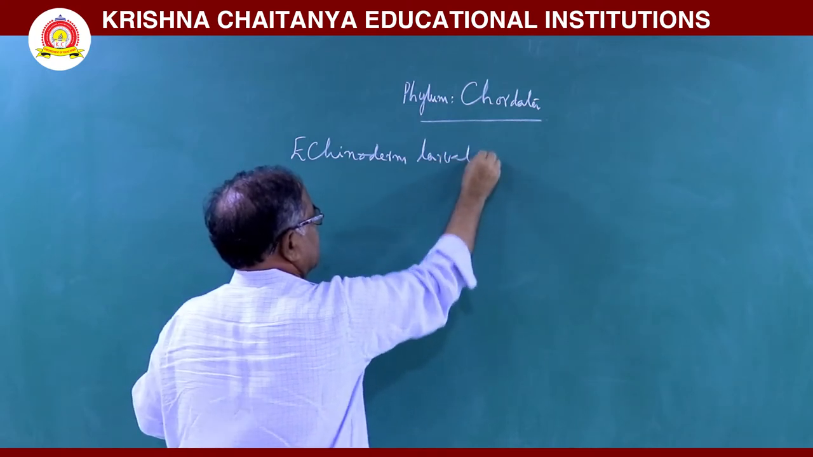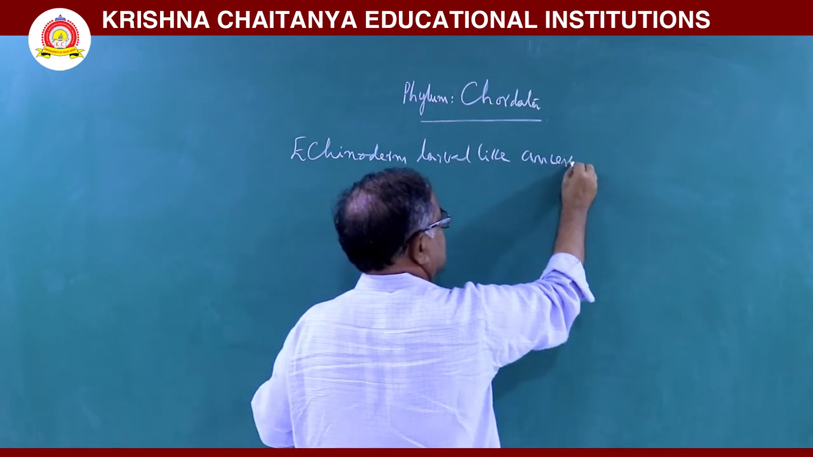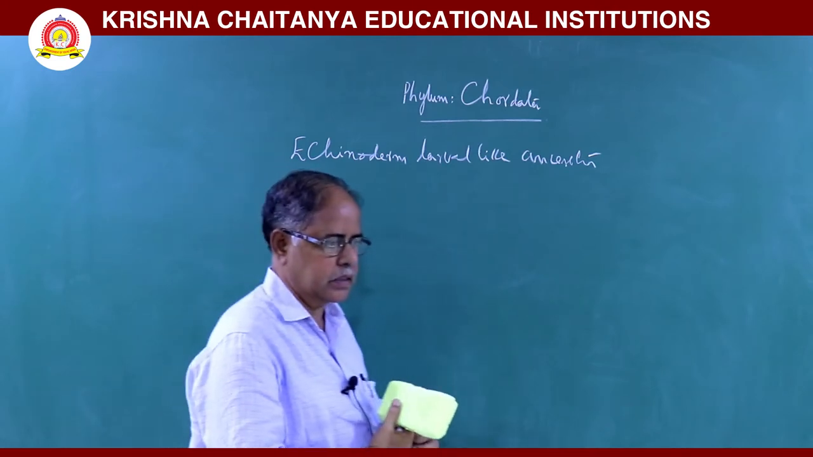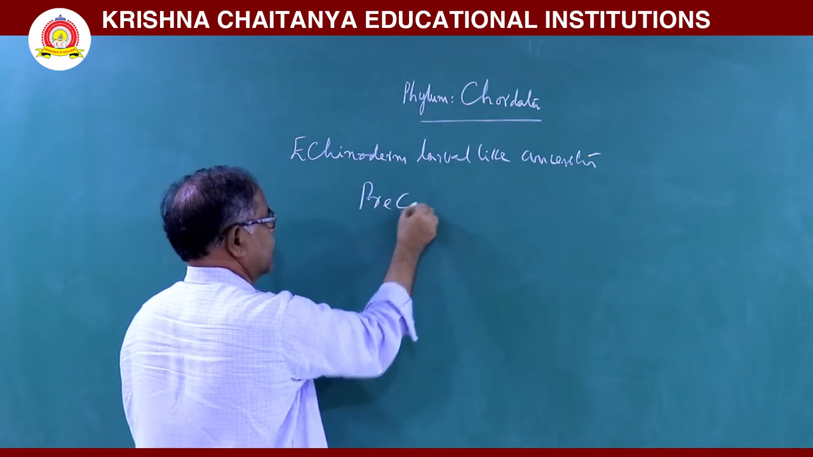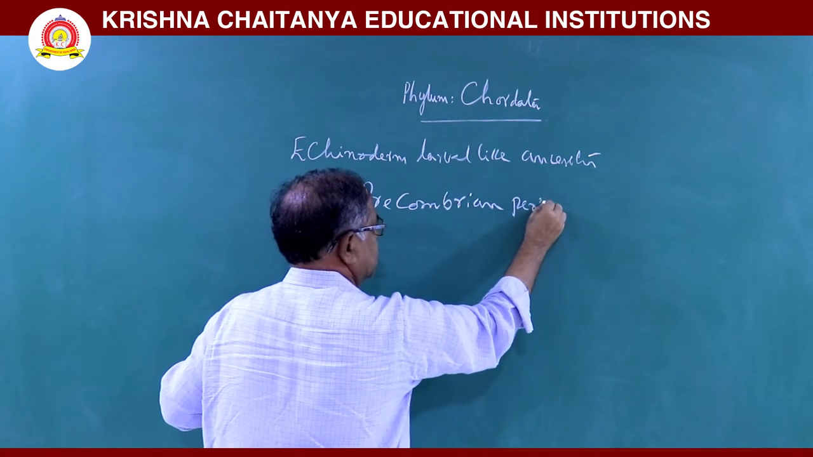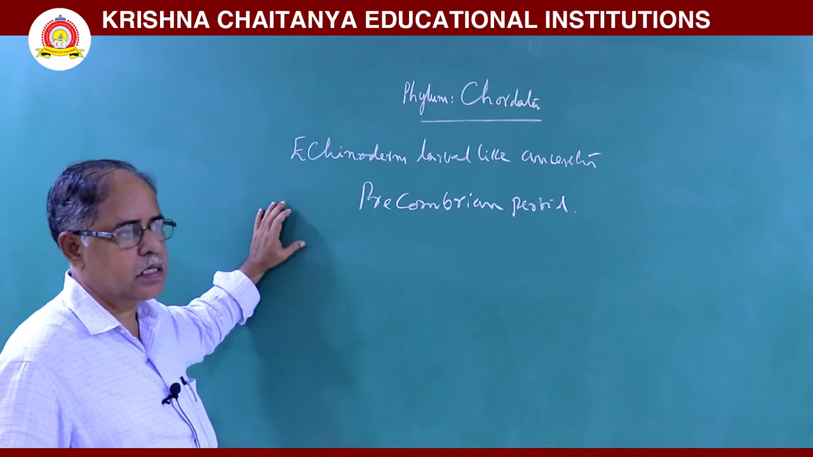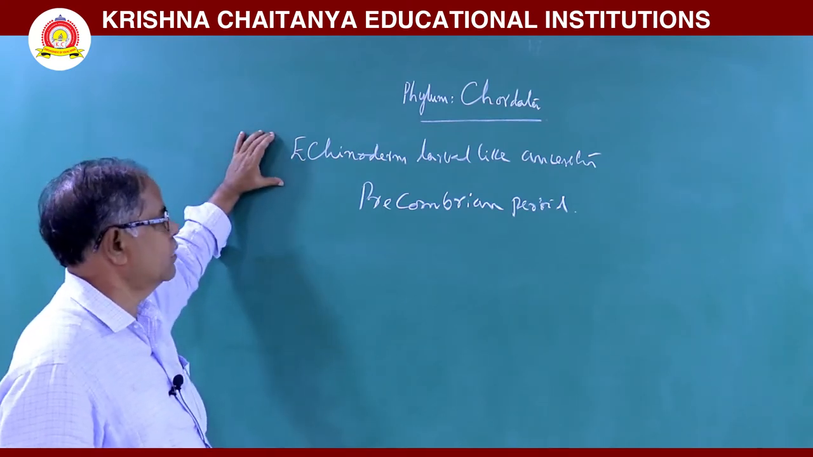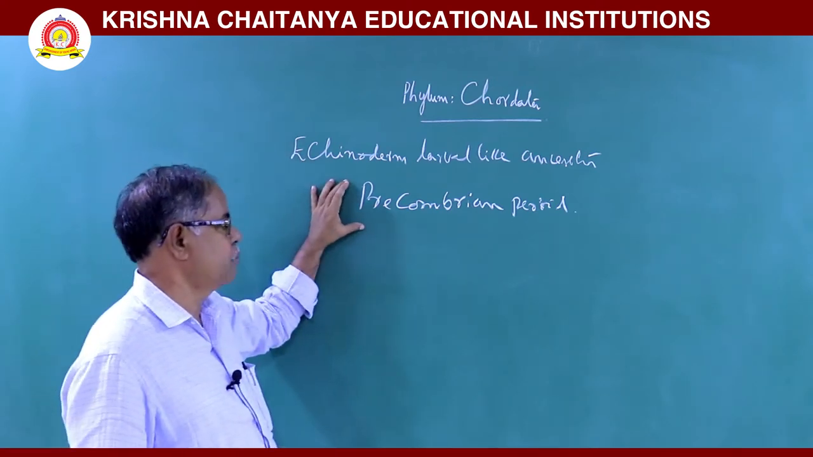larval-like ancestors. These chordates are evolved or descended from echinoderm larval-like ancestors in the pre-Cambrian period.